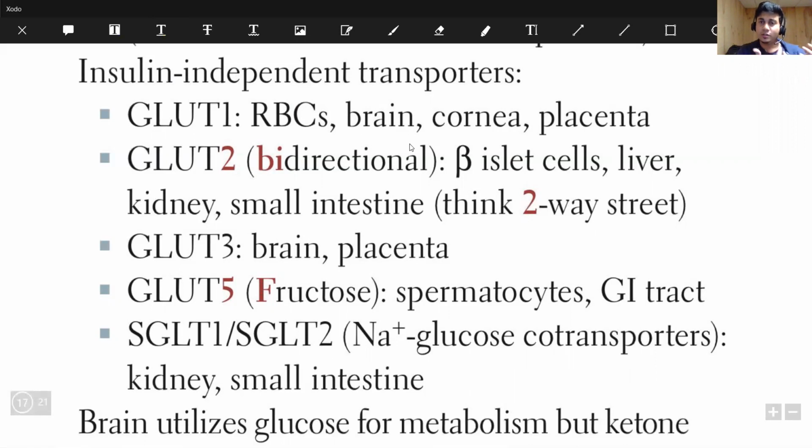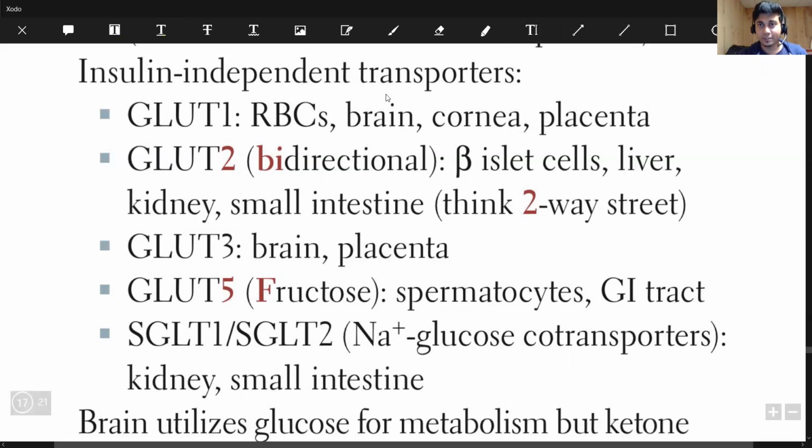Because it is going to the blood, and it is going away from the blood. That's why this is called a bidirectional transporter. It can go both ways, to the blood and away from the blood. Now, clear? I hope that clears the confusion about why it is called bidirectional.